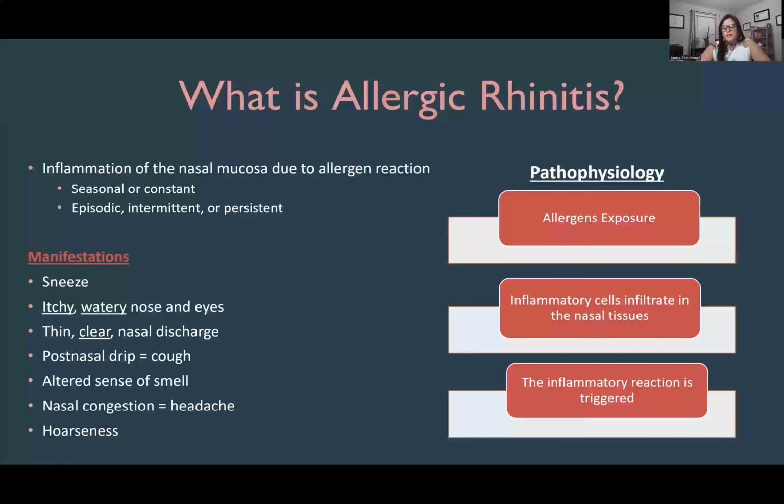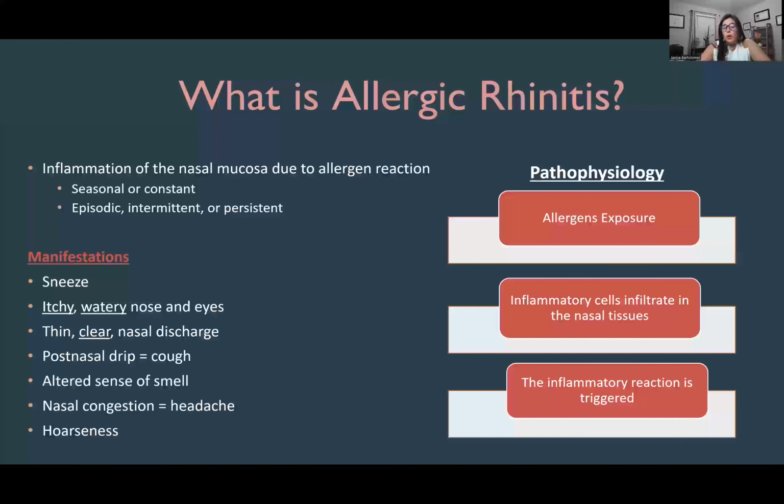The clinical manifestations, or how basically the patient presents, is just your allergies. I'm sure a lot of you have experienced some allergies before. You get that sneezing, you get the itchy, watery eyes and nose. You get maybe a thin, clear nasal discharge or drainage.